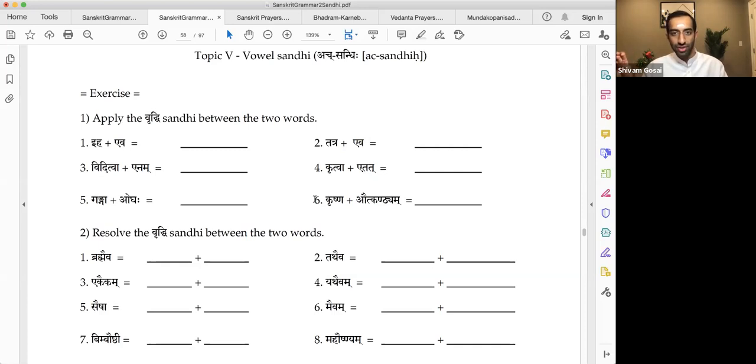Tathaiva, number 2. Again, we have I. So I can replace a, or it can replace I itself. So some kind of avarna and a or I. I think it mirrors. So this is avarna, and then this is a or I.